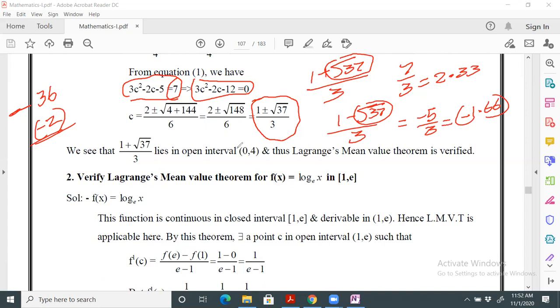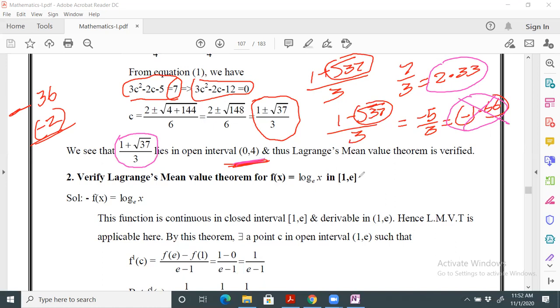But what is our given interval? 0 comma 4. In this interval 0 comma 4, can a negative value exist? No way, there is no chance of a negative value. So the positive value 2.33 exists. We will mention it as 1 plus root 37 by 3, which lies in the open interval 0 comma 4.